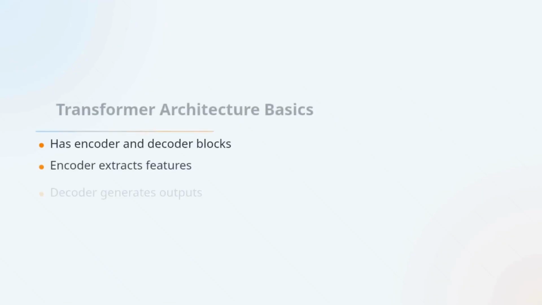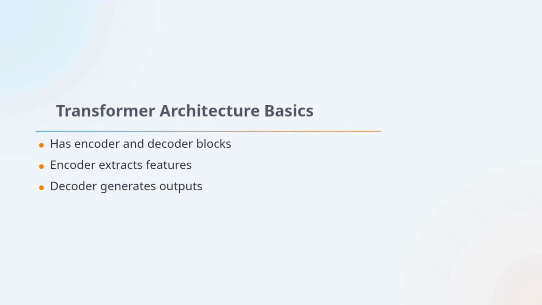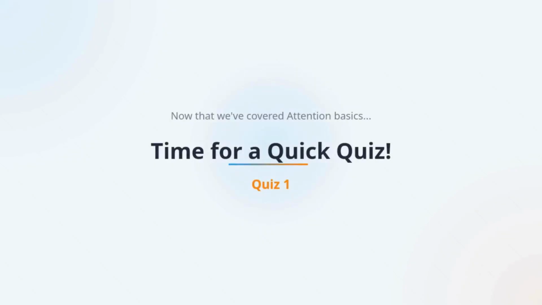At a high level, the transformer architecture has an encoder and a decoder. The encoder reads the input and builds rich representations. The decoder uses those representations to generate the output sequence. Inside these blocks, we find attention layers, feed-forward networks, normalization, and residual connections working together to make learning stable and powerful.